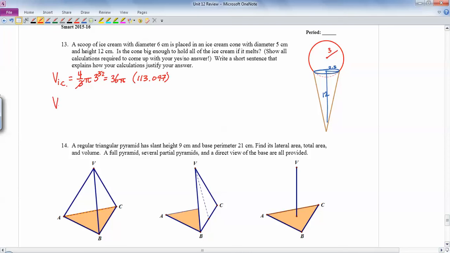So let's look at the volume of the cone. So the formula for volume of the cone is 1/3 area of the base times the height of the cone. Well, that's going to be 1/3. Area of the base is pi 2.5 squared. And then times the height of the cone is 12.